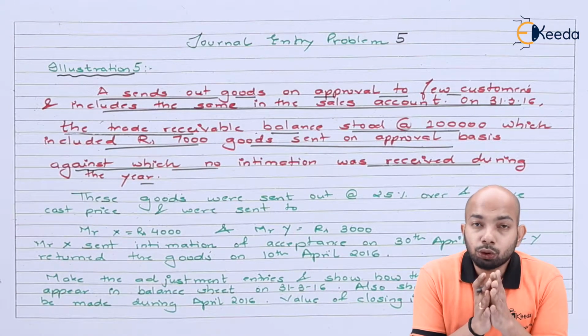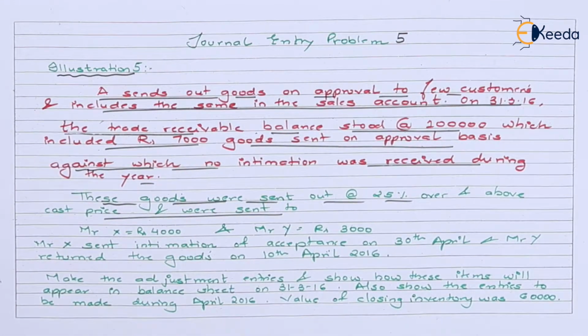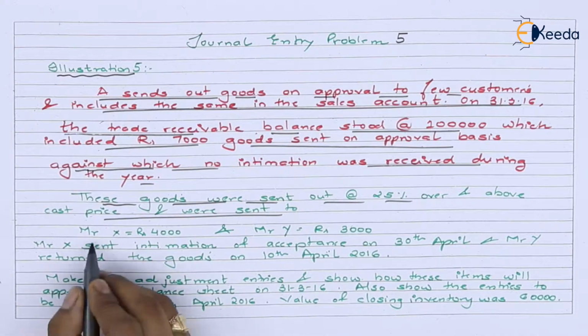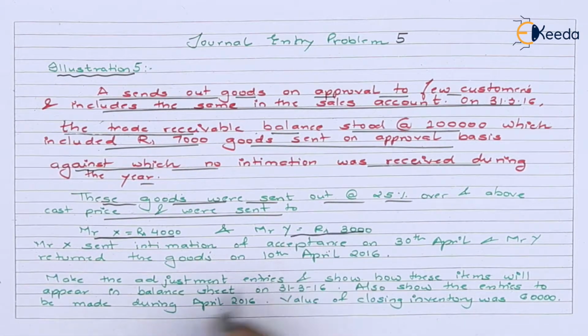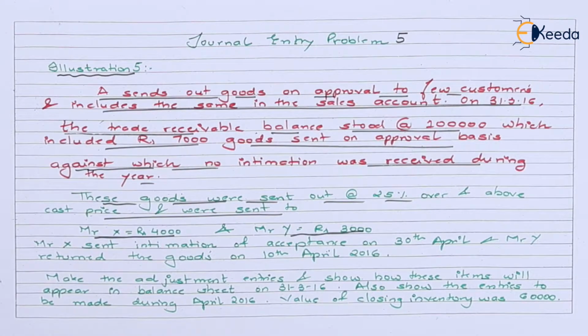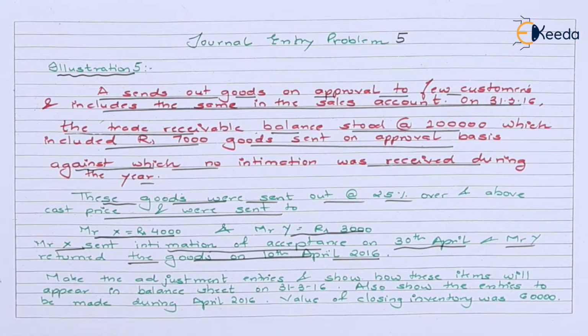So that's what we have to look after now. These goods worth rupees 7,000 were sent out at 25% over cost price, and this was sent out to two people, Mr. X and Mr. Y. For Mr. X it was 4,000, for Mr. Y it was 3,000. Mr. X did send his acceptance or approval as of 30th of April 2016. However, Mr. Y returned the goods on 10th of April 2016.